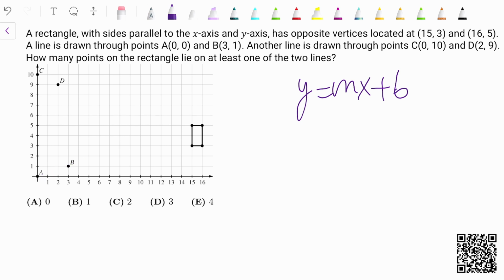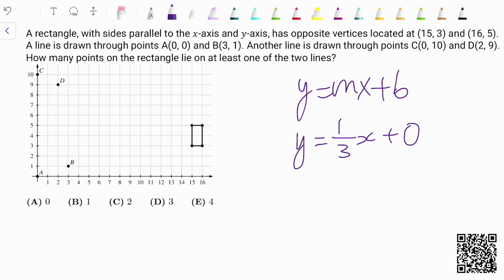If we plug it into this equation, y is equal to, if I solve for the slope, which is y2 minus y1 over x2 minus x1, we get 1 minus 0 over 3 minus 0, which is equal to 1/3. Therefore, the slope is 1/3. We get 1/3 of x, and since when x is 0, y is also 0 at point A, we just add 0, so b is equal to 0 in this case.